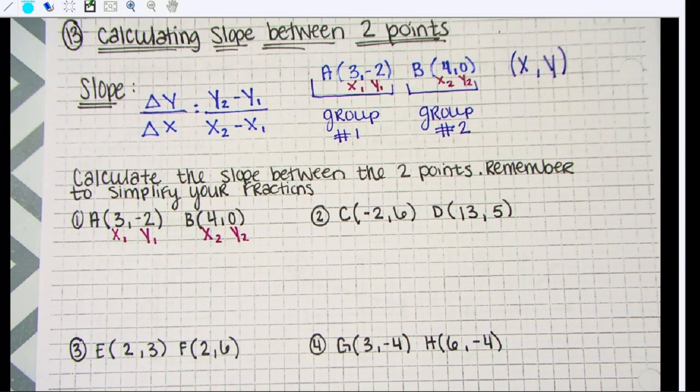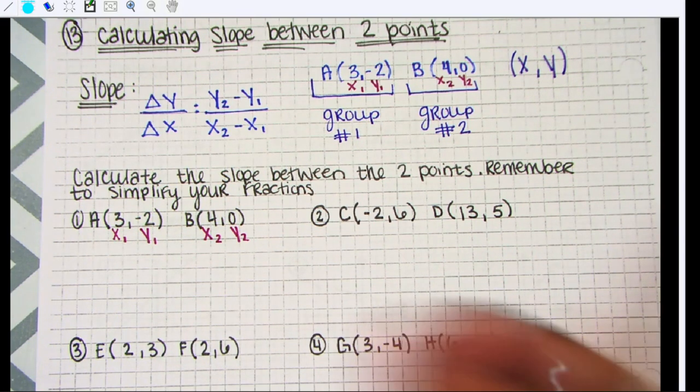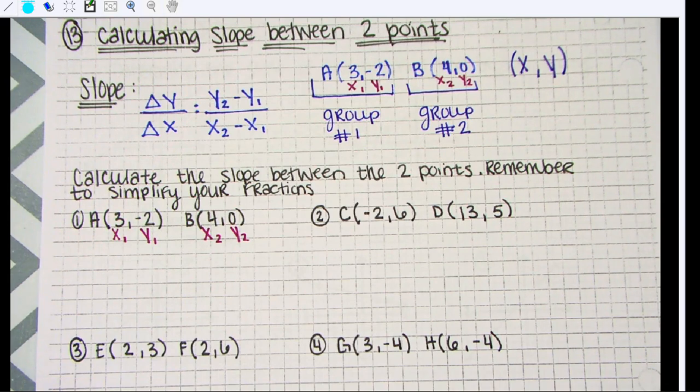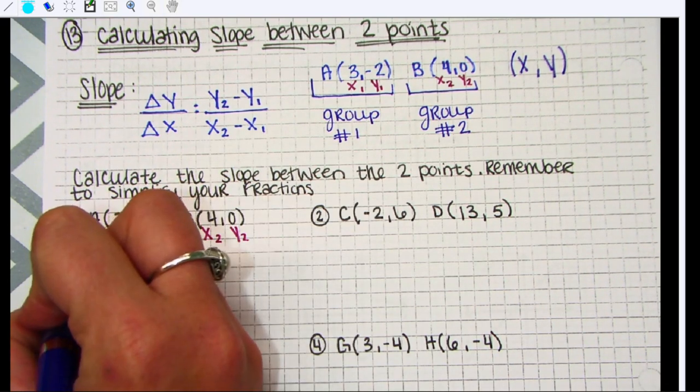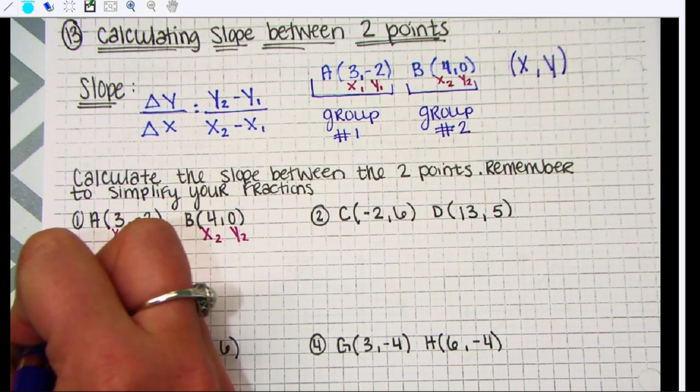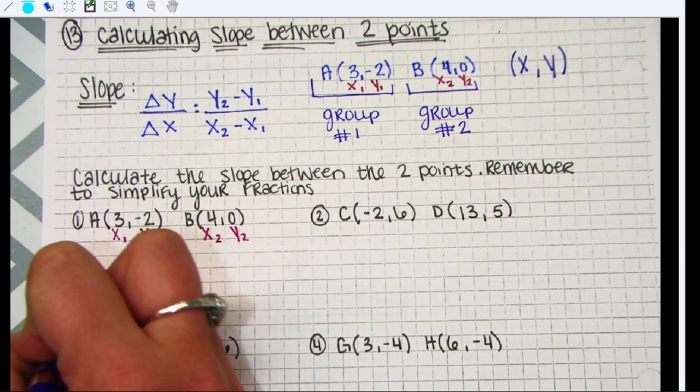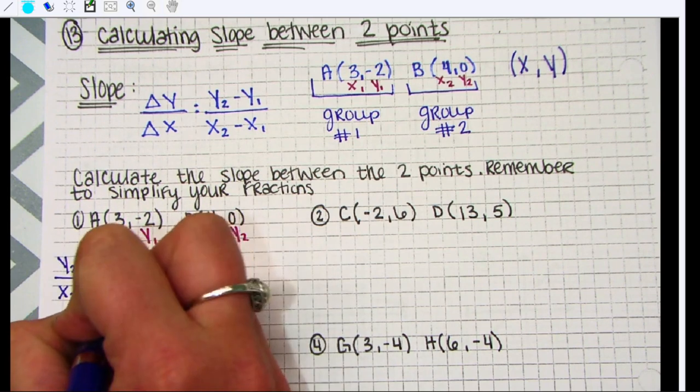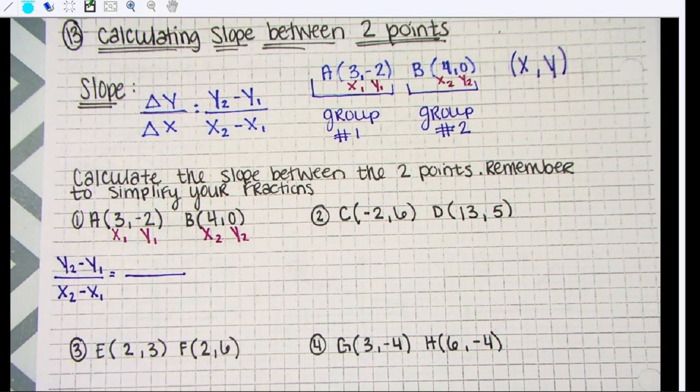The next thing I want you to do is always write the formula. So our formula here is y2 minus y1 over x2 minus x1. It might get repetitive, writing the formula and labeling over and over and over. But the more you do it, later on you don't need to do it because you've done it so much, it's just ingrained in your mind. So when you're just learning it, it's important to label and to write your formula.